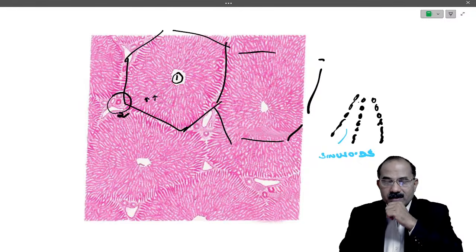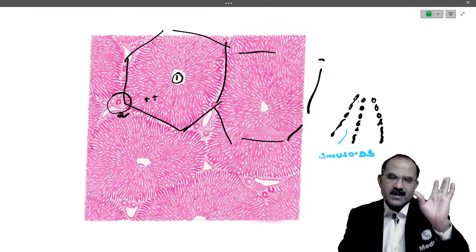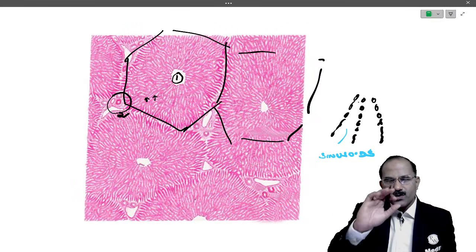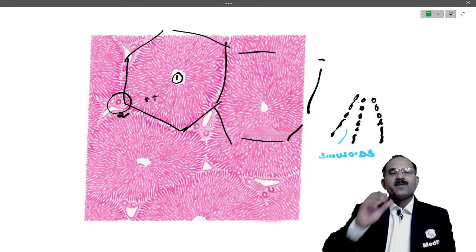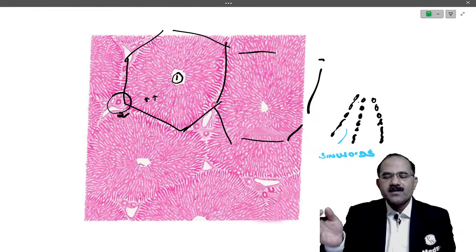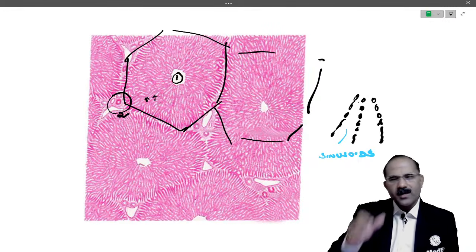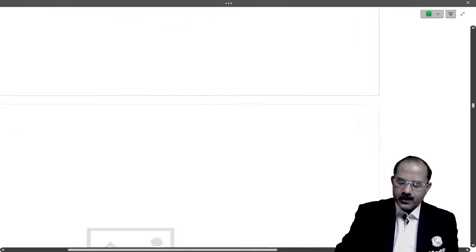What are those cells? Those are phagocytic cells. What are those cells known as? Kupffer cells. In the perisinusoidal space you get these Kupffer cells. What is the capsule of the liver known as? Glisson's capsule. Okay, so liver is a very easy slide to identify.